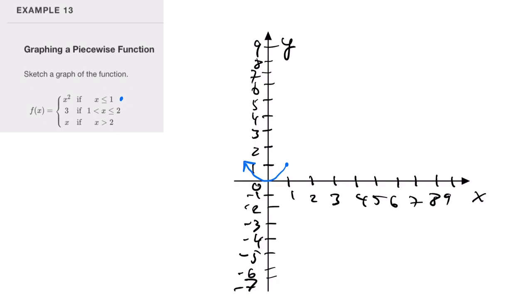X cannot be equal to 1, so we're going to use an open circle here. But it can be equal to 2, so we use a closed circle there, and then connect those with a straight edge. And then the third part: whenever x is strictly larger than 2, y equals x. So when x is 2, y is 2, and we start off with an open circle there. And then y equals x. We'll use a different color.